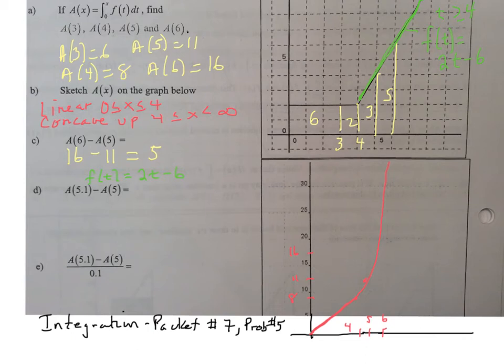This is the integration packet number 7, problem number 5. We have talked about the fundamental theorem and the accumulation function, A of x equals the integral from 0 to x of f of t dt. And we're asked to find different values. What's the value if x is 3, 4, 5, and 6?